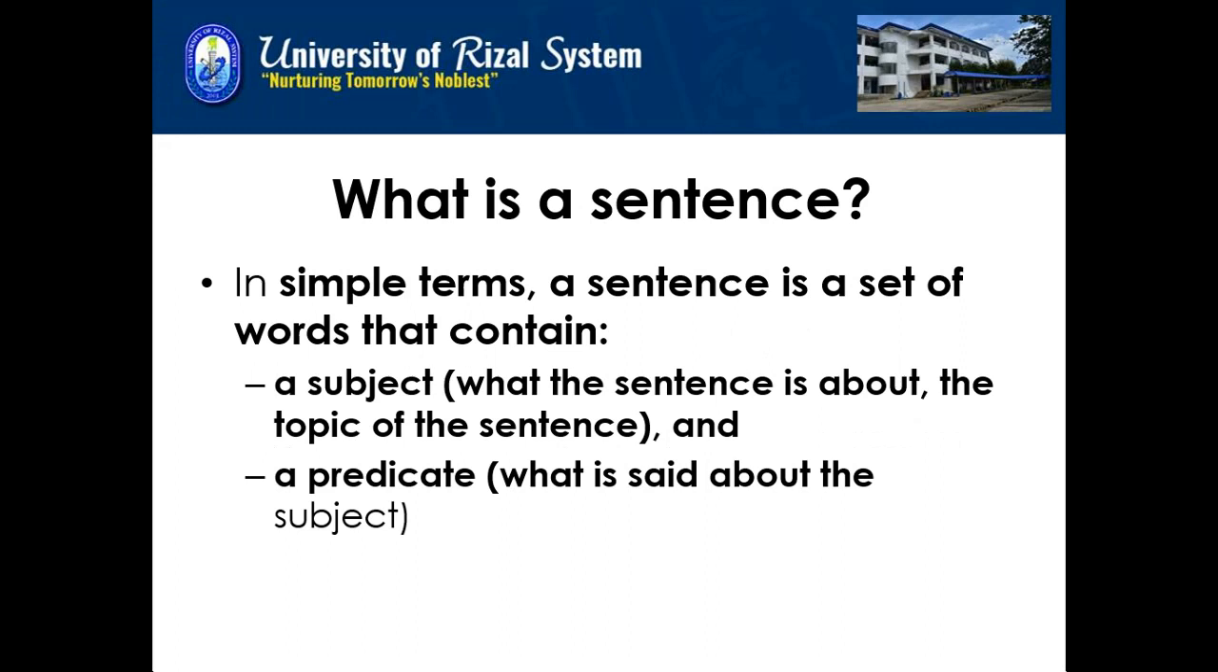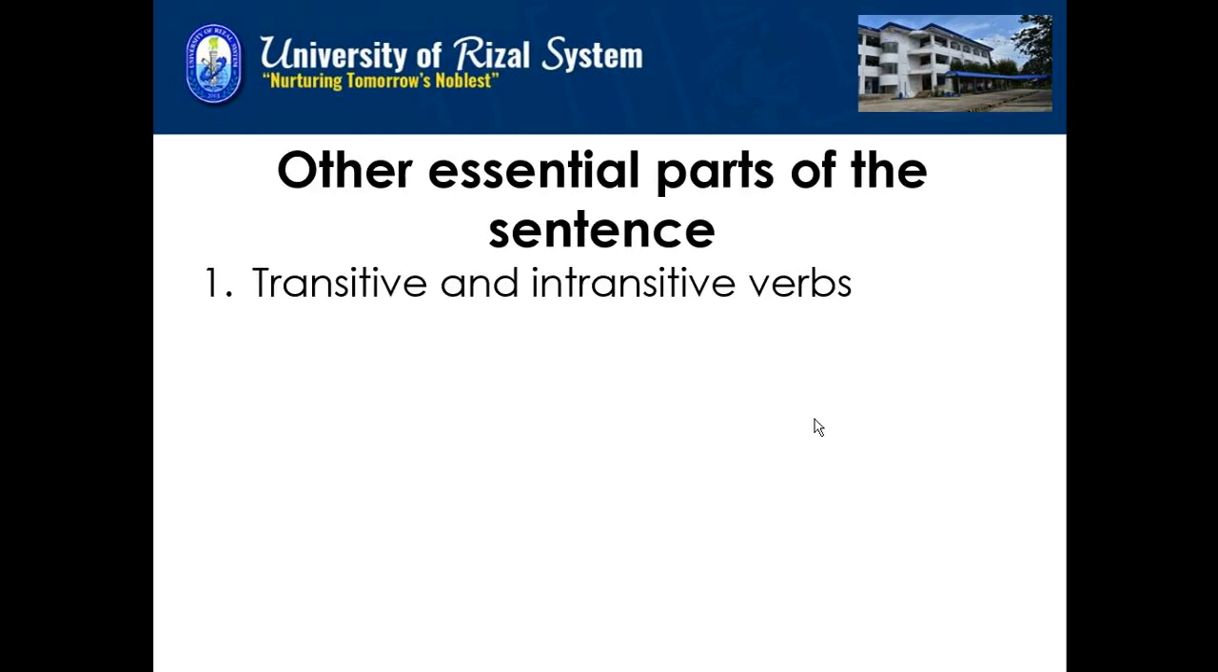This is what I mentioned a while ago. A subject refers to the person or the topic in a sentence, and a predicate says something about the subject. We have encountered the subject and predicate in a sentence many times already, so this is just a brief recap. Now, this is the challenging part when you are arranging words. These are the other essential parts of the sentence that have to be taken into account in order for you to be aware of the arrangement of words.